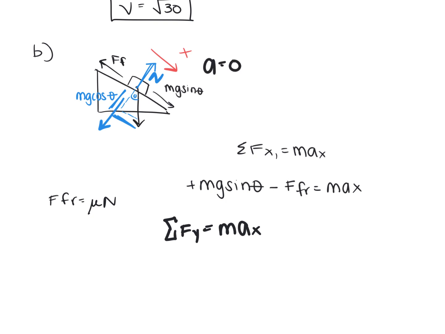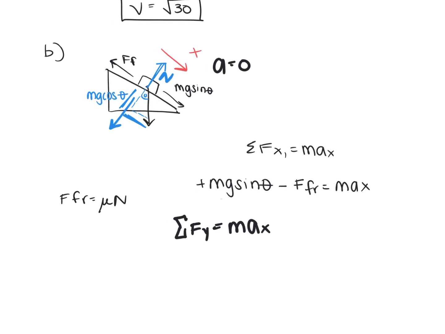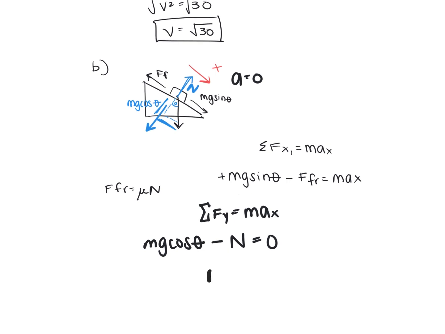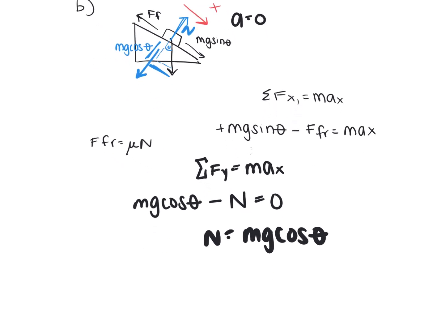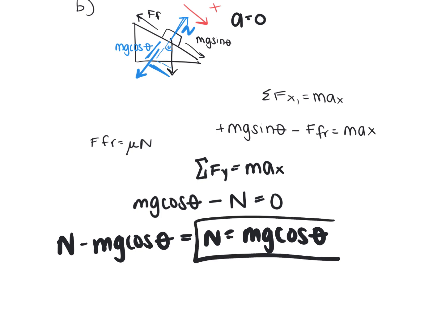So the sum of f in the y direction, which would be mg cosine theta minus n, because they're going in the opposite direction, equals 0. And we could write n equals mg cosine theta. We could also write n minus mg cosine theta, but it would still come out to n equals mg cosine theta.